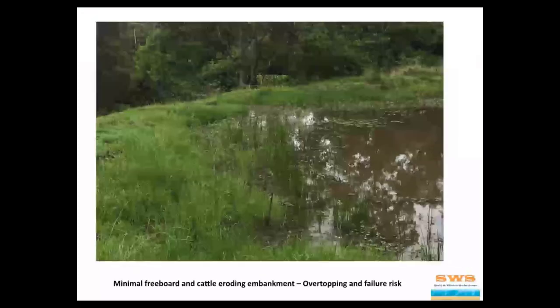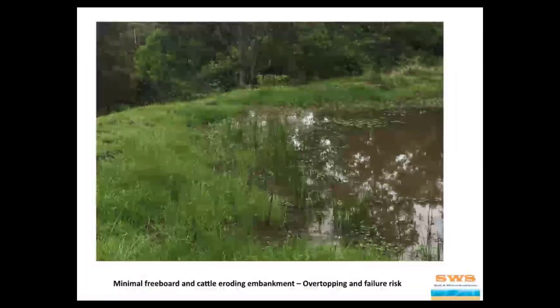Again, we talked about freeboard on our dam. Here's an example of a dam wall that has minimal freeboard. So the difference between the spillway height and the embankment height is probably only 100 or 200 millimetres. And over a period of time, we've had cattle traversing the wall and drinking from there, and you can see patches there where the wall has started to erode and it's not far from overtopping.